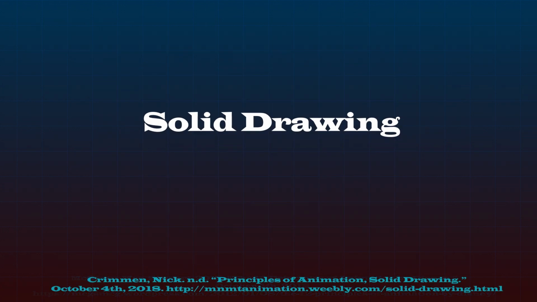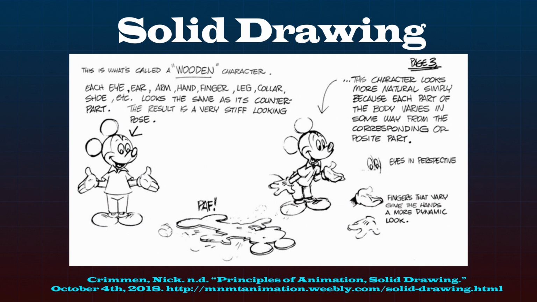Solid drawing is used to give two-dimensional drawings the effect of sitting in three-dimensional space, therefore making them more solid and lifelike. For example, the image of Mickey Mouse on the left is a 2D drawing which looks more stiff and lifeless, while the image on the right is drawn using the solid drawing principle, giving it a more realistic atmosphere. Pushing the line between 2D and 3D is possible, but must remain consistent to be effective.